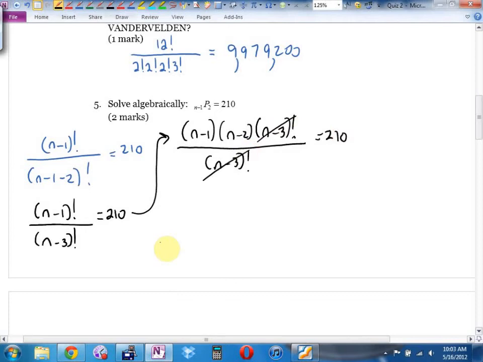In fact, I get n minus 1 times n minus 2 equals 210. In fact, I get this: n squared minus 3n plus 2 equals 210. What kind of an equation is this? It's a quadratic. How do I know? Why, it's got a squared. How am I going to solve this? Oh, make it equal to 0. Now, when I did that, I got n squared minus 3n minus 208 equals 0.